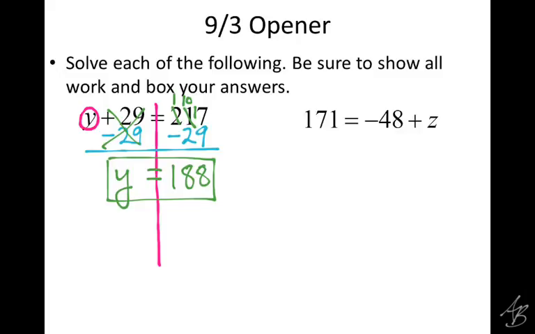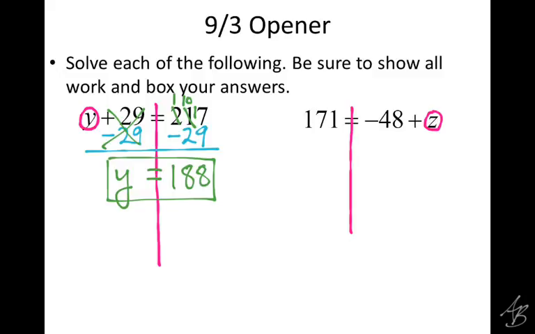Last time though. We want to get that z by itself. We'll draw our line of equality. We need to get rid of this 48. How are we going to do that? We're going to add 48. So be careful here. This looks like an addition problem, but it's not really addition, even though we have a plus sign there.